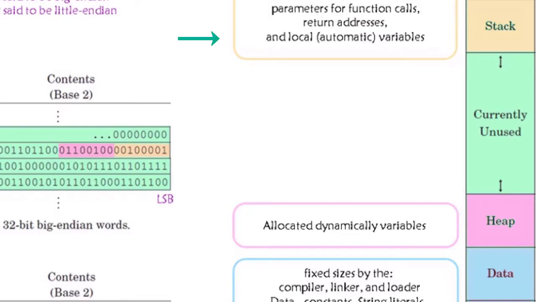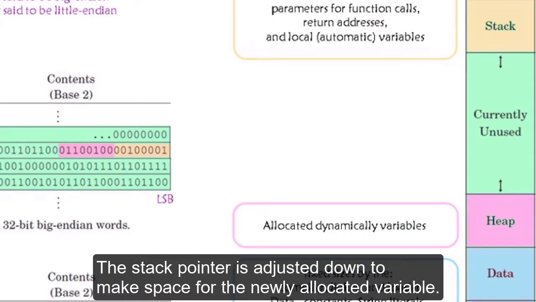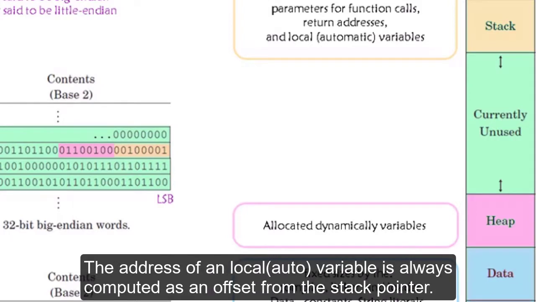When a variable is allocated automatically, it is often referred to as a local variable. If you say automatically, we mean local variable. Local variables are stored in the stack. The stack pointer is adjusted down to make space for the newly allocated variable. The address of an automatic variable is always computed as an offset from the stack pointer.